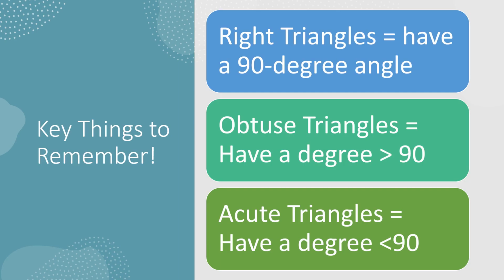Okay, so there are three key things to remember when working with triangles. For right triangles, we have a 90-degree angle. So remember that 90 degrees with the right triangle. For obtuse triangles, remember that obtuse has an angle that is greater than 90 degrees. And acute triangles have a degree that's less than 90. So that angle is less than 90 degrees, and it will fall on that right side of the protractor.